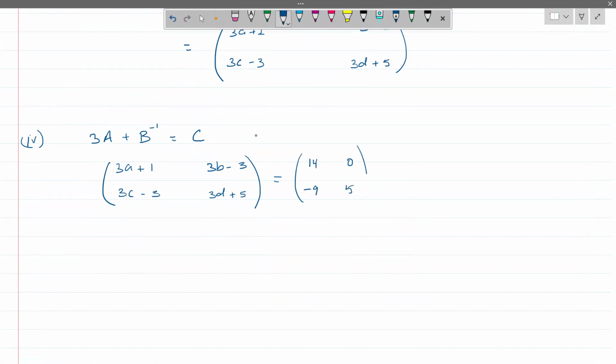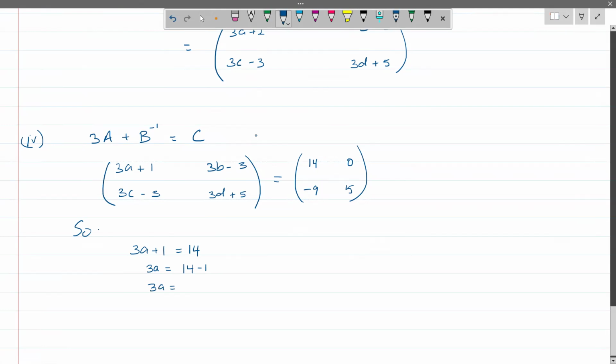So if they are equal, it means that their corresponding positions are the same. So 3a plus 2 is equal to 14. So we could work this out. 3a is going to be 14 minus 2, which is 12. a is equal to 12 over 3, which is 4.